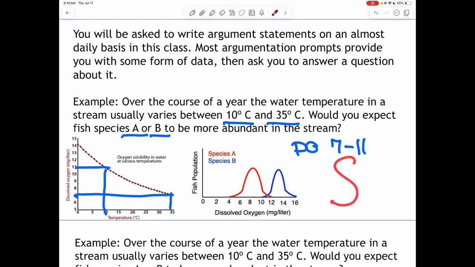Great. So now we're going to pull that information over here. And we notice that 7 through 11 happens in this area, which means that this is the species that is more abundant. So our answer to the question would be species A. However, we can't just write it that way. We have to add in our evidence and our reasoning.